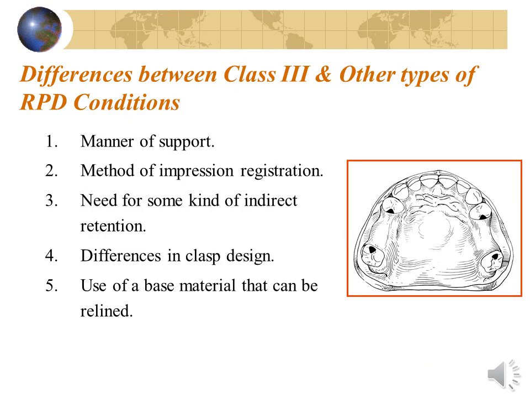Coming to the differences between class 3 and other types of RPD conditions. First is the manner of support. The Kennedy's class 3 RPD is entirely tooth supported. Secondly, it doesn't require an impression of the functional form of the ridge tissues. It also doesn't require indirect retention.